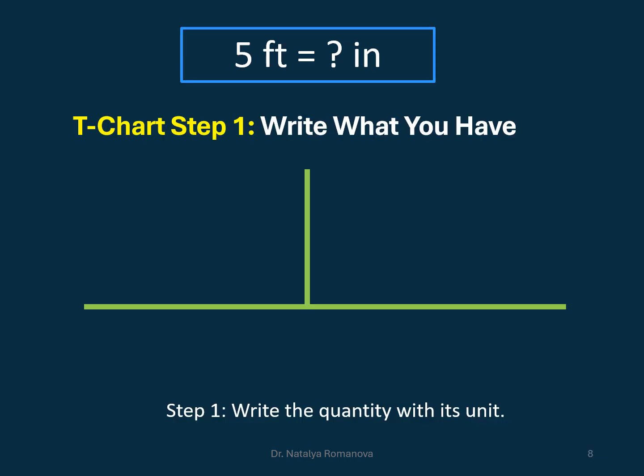For example, you need to convert 5 feet to inches. Step 1. Write what you have. 5 feet. Always write the number and the unit. The unit is important. It is what we will cancel. Why? Because we want the answer in a different unit.